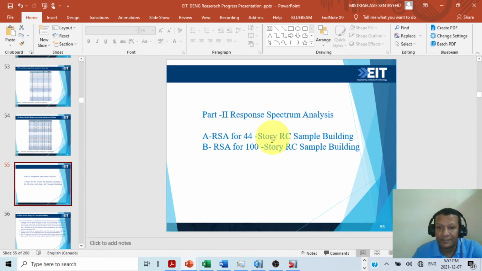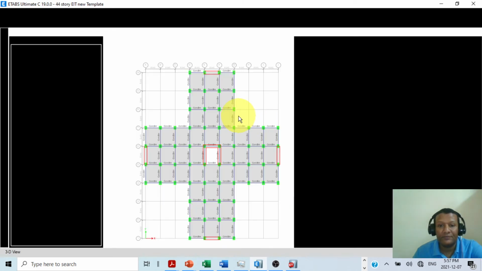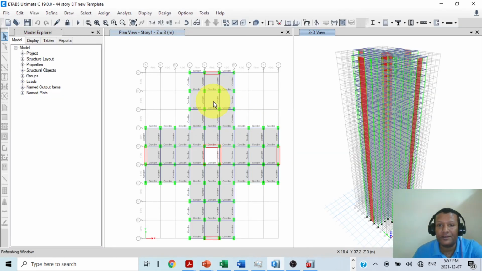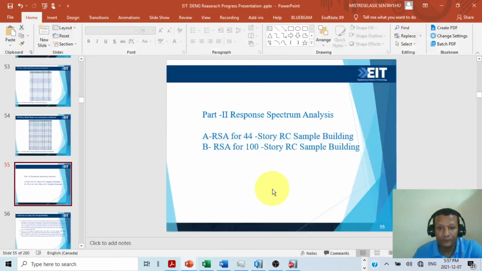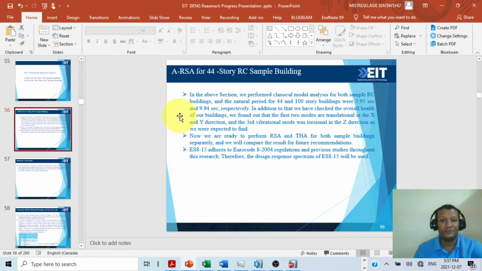This is the response spectrum analysis in elastic buildings, 44 story and 100 story buildings. I analyzed it for our project, and this is a 44 story building, and I will show you all the responses for shear, moment, and inter-story drift, and overall all the responses as gathered.